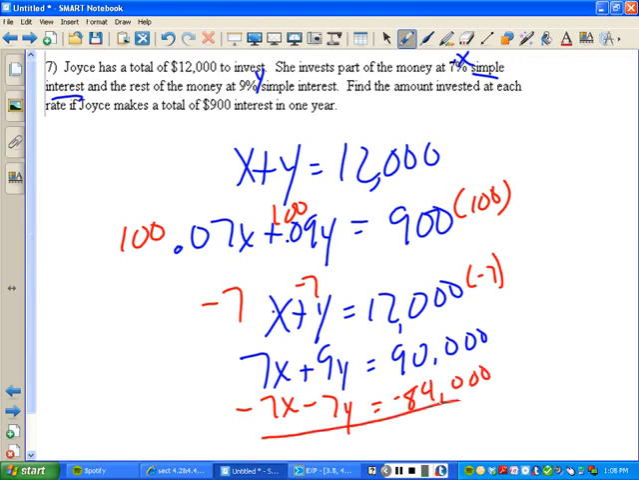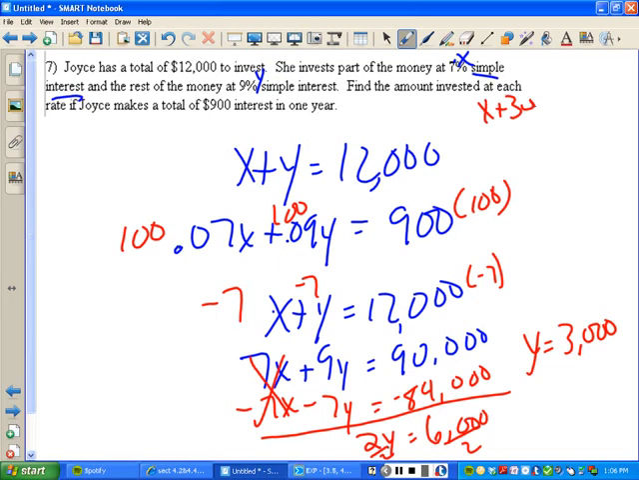Okay. Adding straight down, these cancel by design. 9y minus 7y is 2y equals 6,000. Divide by 2, divide by 2, and y is equal to 3,000. My answer was really close though. If y is 3,000, what's x? 9,000. X plus 3,000 equals 12,000.